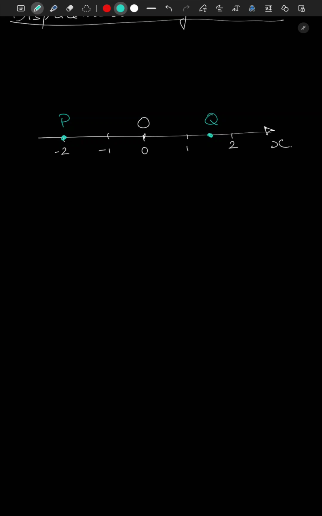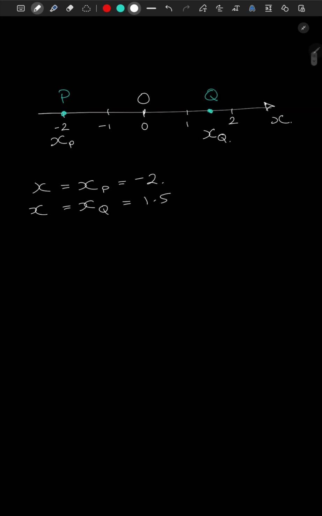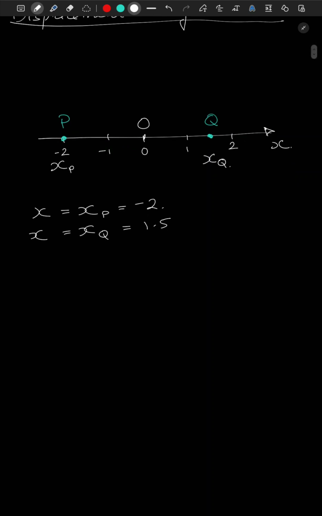So let's call this xp and this xq. Now, the point P is located at xp, which is -2. And the point Q is located at xq, and it is at 1.5 units. Okay, let's call it unit.